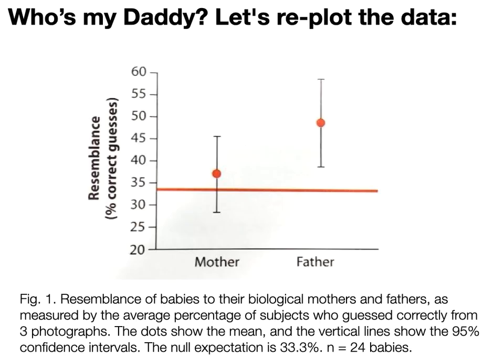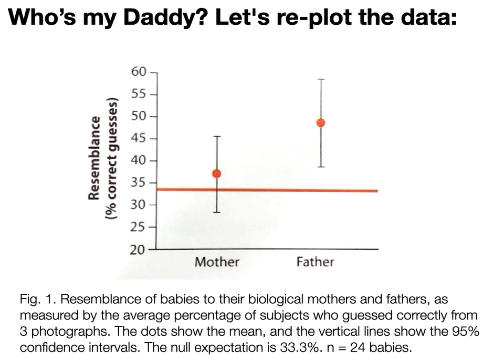So let's replot the data and show it in a better way. Here I've decided to show it as a dot and whisker plot, mostly because we don't have the underlying data, so we can't show all of the data points. We can't show violin plots or box plots. Okay, so we've plotted the average percent correct guesses here, and we've plotted 95% confidence intervals as the error bars, and we've reported the sample size.